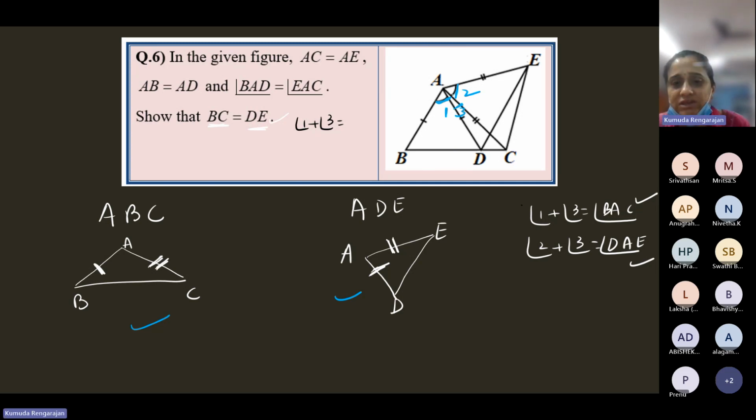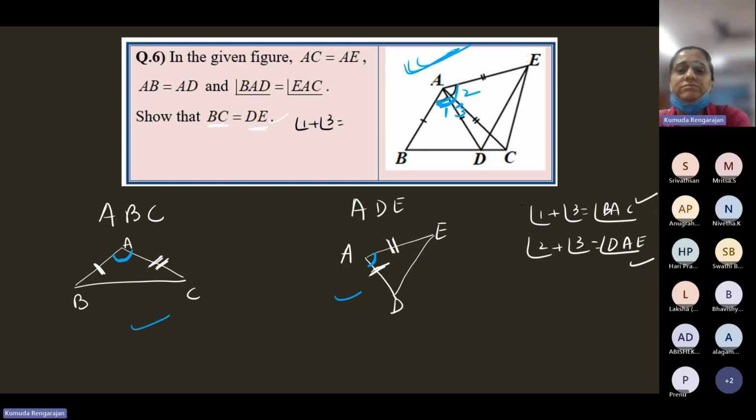Angle 1 plus angle 3 is angle BAC. This angle. You can see the main figure. In the main figure, see angle 1 and 3 together. 1 and 3 together is BAC. And 2 and 3 together in triangle DAE, 2 and 3 together is this whole angle DAE.